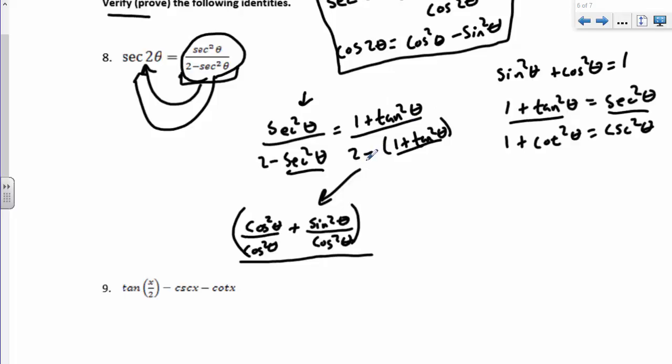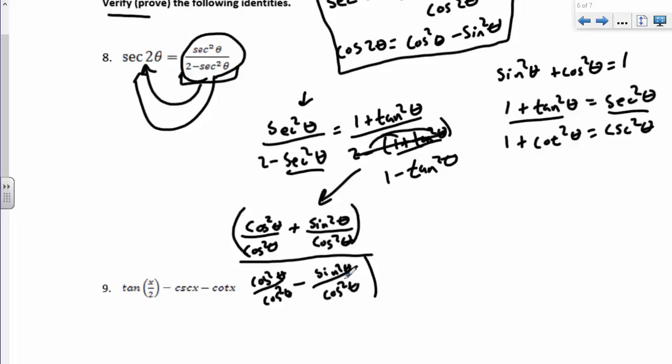Bottom, we're going to do some things here. Okay, I got 2. I'm going to distribute this negative. So 2 minus 1 is 1. And then we got negative, what? Tangent squared theta. That's what this is right here. Okay, so we're going to do the same thing. Tangent squared theta is the same thing as sine squared theta over cosine squared theta. And 1 can be written as cosine squared theta over cosine squared theta again.